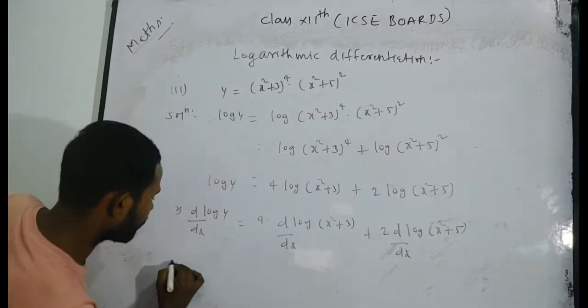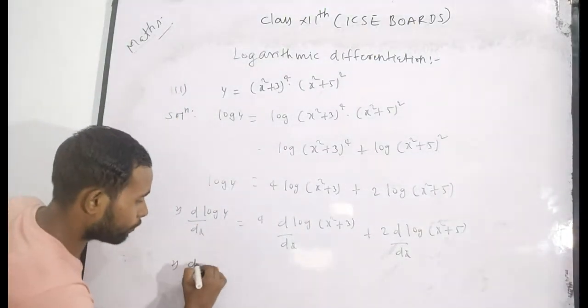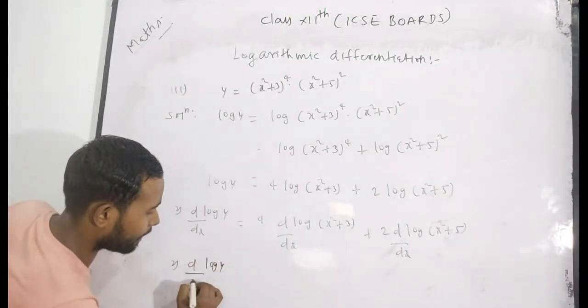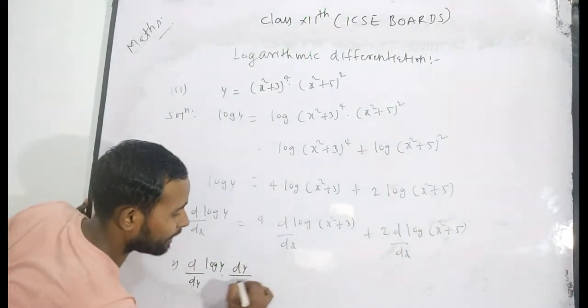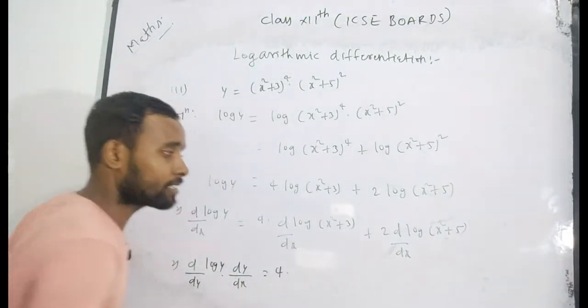In terms of derivative, now you can tell me, first thing you have to differentiate the derivative of log y with respect to y, and again you have to write the derivative of y with respect to x. In that case, 4 times the derivative of log (x square plus 3).